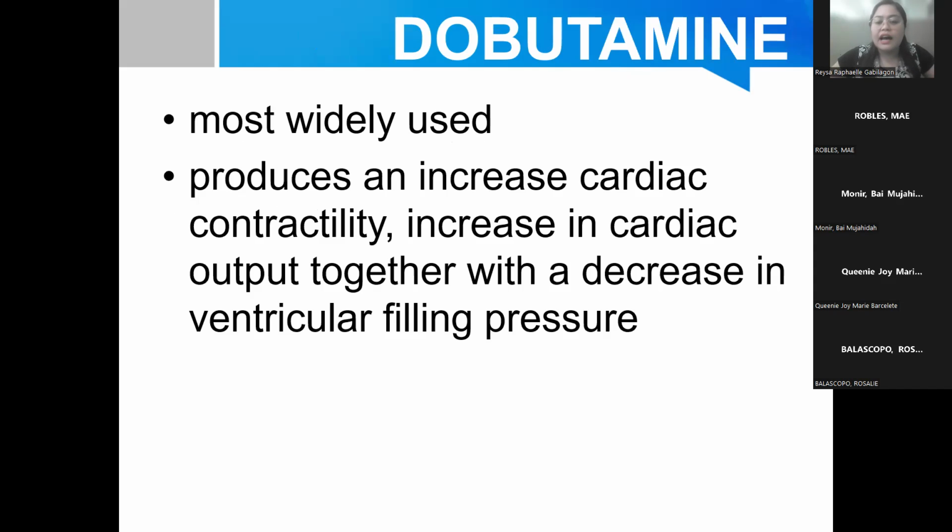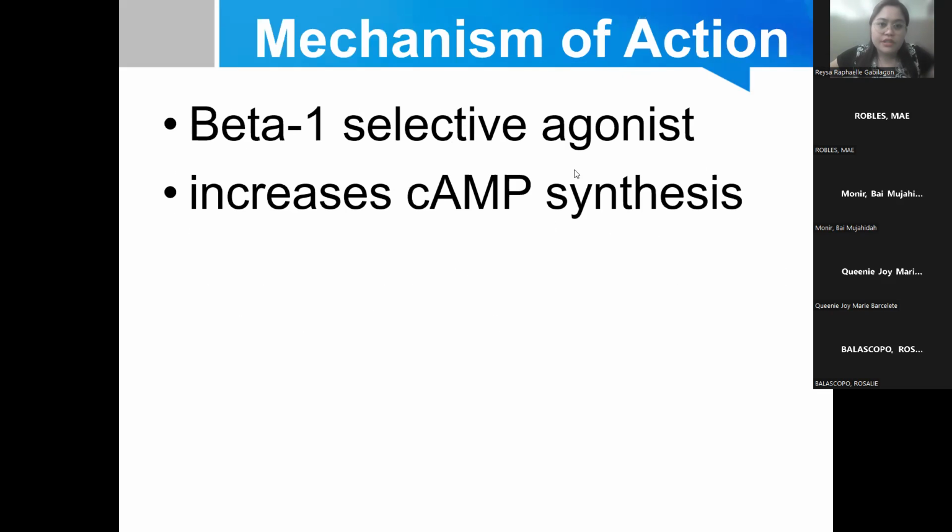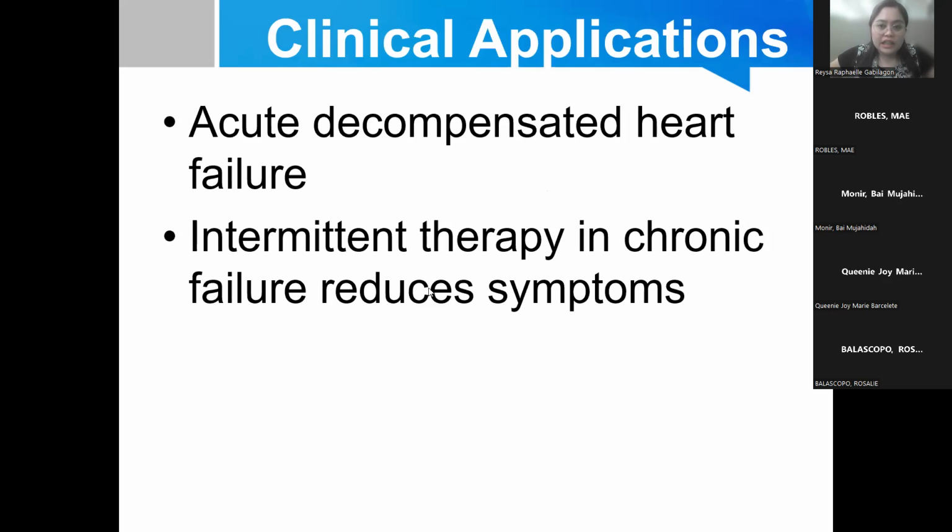I mentioned earlier, activation of the beta-1 receptors can increase everything. Contractility, heart rate, and even conductance velocity. If you are asked about the mechanism of action of these two, that's just activation of the beta-1 receptor, or they are called agonists. And at the same time, let's add another one. This increases cAMP synthesis. Again, cAMP is cyclic adenosine monophosphate, which can cause both vasodilation and increase cardiac contractility.